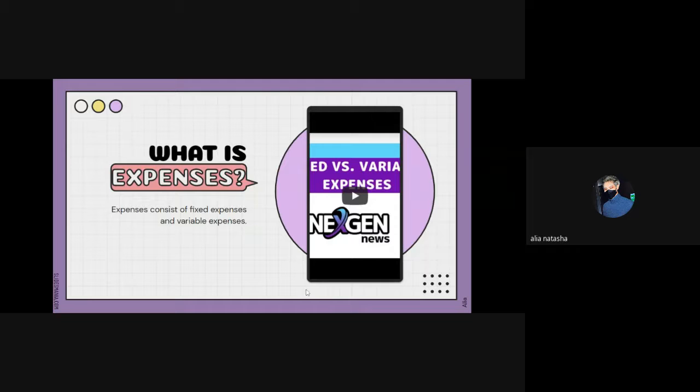Now, I'm going to talk about expenses, which consist of fixed expenses and also variable expenses. Fixed expenses, in Malay perbelanjaan tetap, are expenses we must pay, for example rent, insurance payments, and car installment. Variable expenses, perbelanjaan yang tidak tetap, change according to our spending behavior, for example groceries, bill payments, and petrol expenses. So now we will watch a video about expenses.